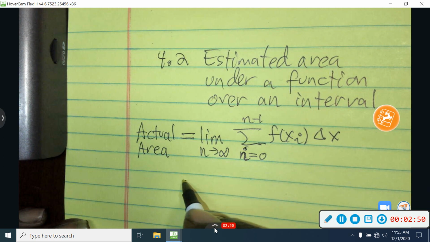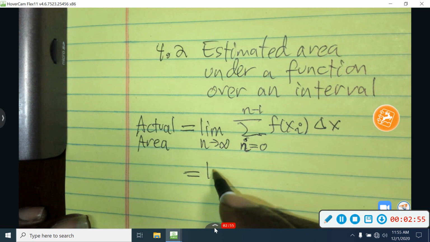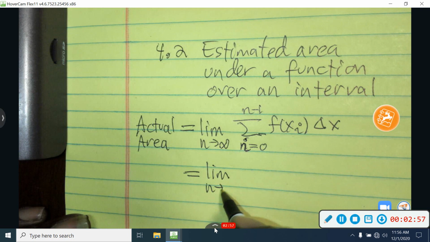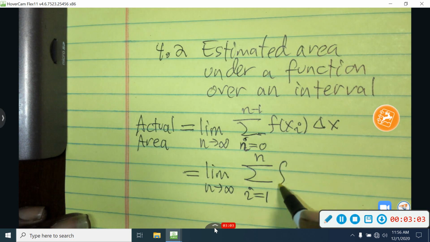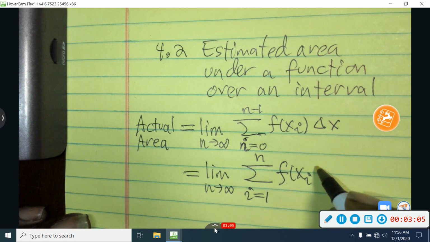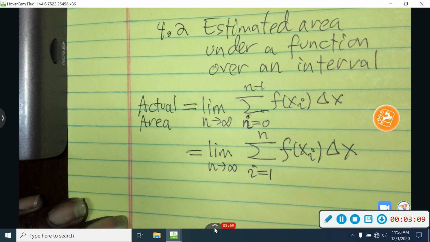Or if you were using right-hand endpoints, then it would be the limit as n goes to infinity of the sum. i would start at 1 and go all the way to the last one, n, of f of x_i times the change in x. And we agreed to call this limit of a sum a notation last time, but I'll remind you again. That was equal to this notation.